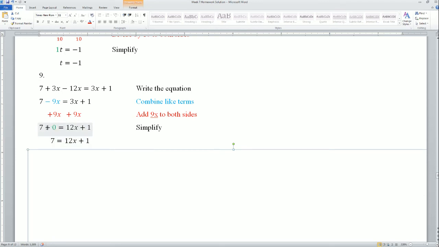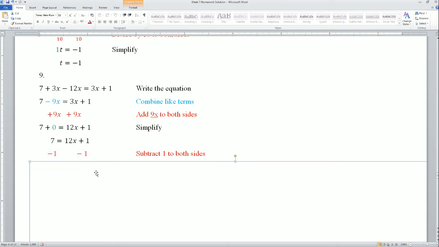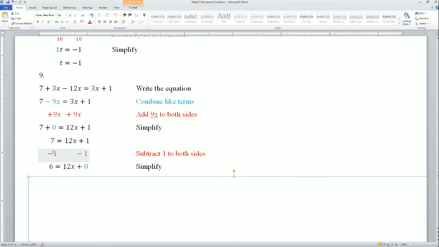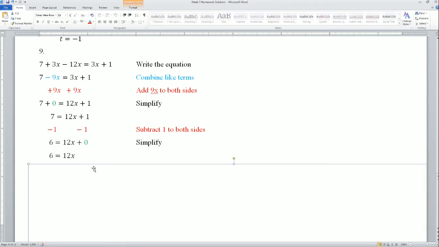Right? So we don't ever write that 0, so you can just simplify, bring that down. Here you subtract 1 to both sides. In that process, 7 subtract 1 is 6. Plus 1 minus 1 just becomes 0. Okay? You get 6 is equal to 12x.